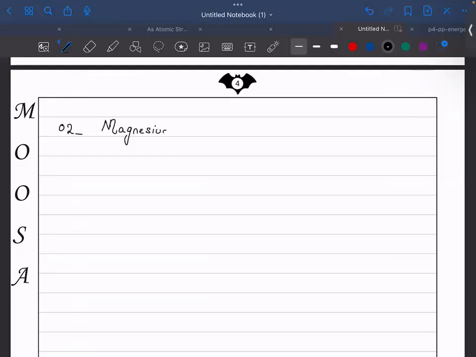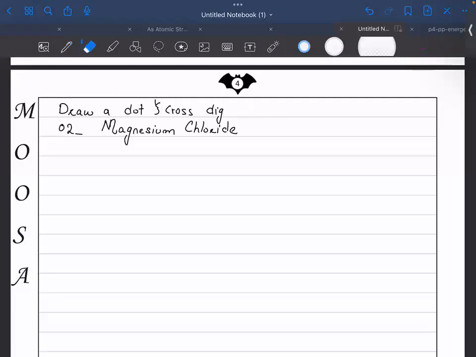Now we are doing magnesium chloride. So in order to make a dot and cross diagram of magnesium chloride, the question is: draw a dot and cross diagram to show ionic bonding between magnesium chloride.